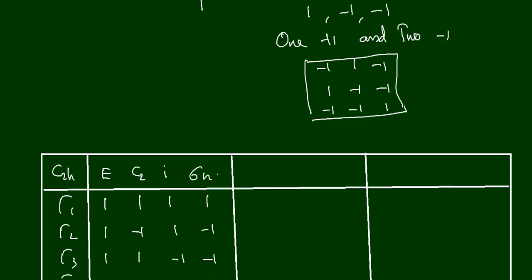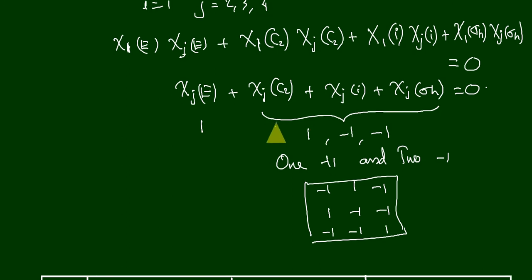So we have proven here that the sum of the characters for chi j here is 2 and 3 and 4. Okay, 2, 3 and 4.